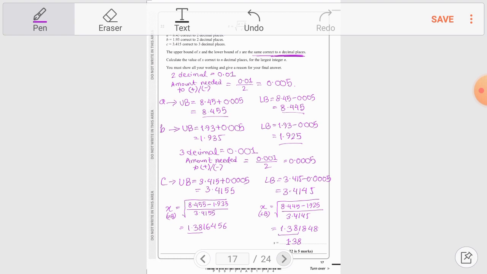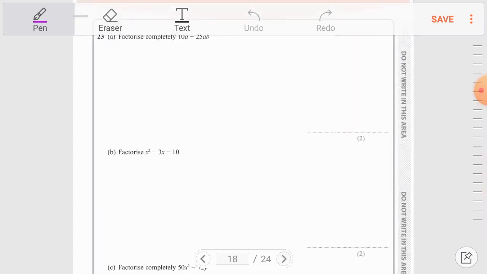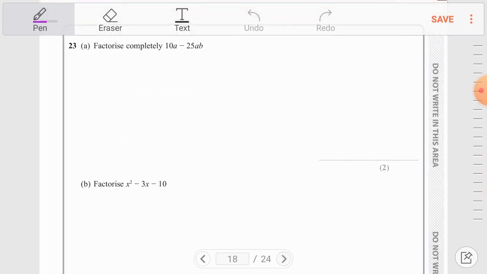Moving to question number 23. Factorize completely 10a minus 25ab. We can take 5 common between the two numbers. So it would be 5 in common, and we can also take a common because they both have a. So that would be 2 minus 5b inside the bracket. And that's the end. Nothing else to do. You need to write that exact thing in the space given. 5a, 2 minus 5b. Part A was done.